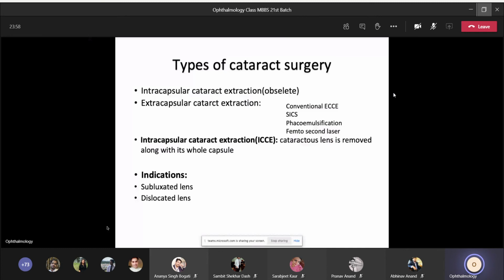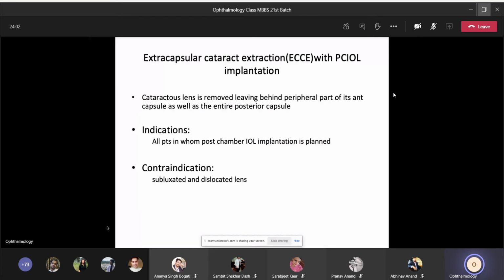Now we'll discuss extracapsular cataract extraction. The whole technique is that we do extracapsular cataract extraction along with posterior chamber intraocular lens implantation. Okay, so PCIOL, the posterior chamber intraocular lens implantation.